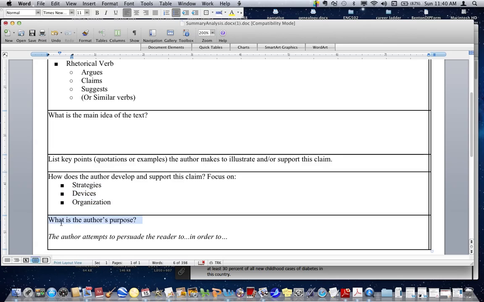And then finally, what is the author's purpose? Why did the author write this? Why did the author choose to publish this? What's the purpose in doing that?